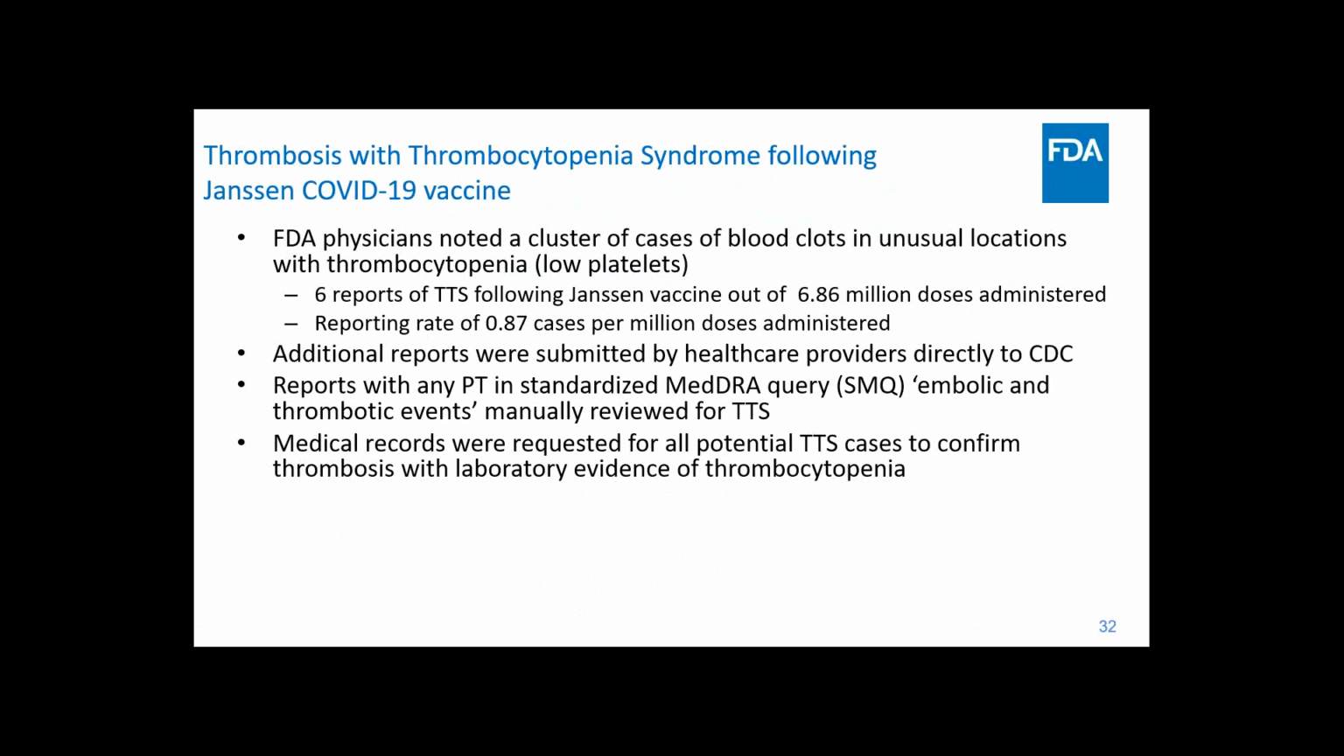This was labeled later as thrombosis with thrombocytopenia syndrome. And eventually there were 6 reports of TTS following the Janssen vaccine out of 6.8 million doses administered. So a reporting rate of 0.87 cases per million, but it speaks to the robust safety monitoring that we were able to pick this up, even though there was a relatively few number of reports.